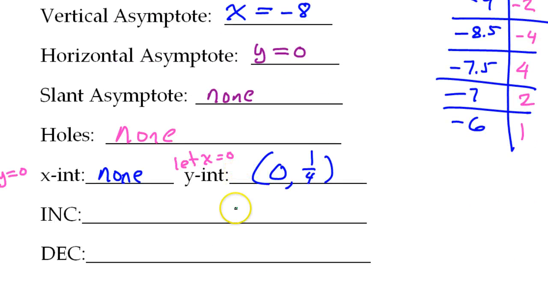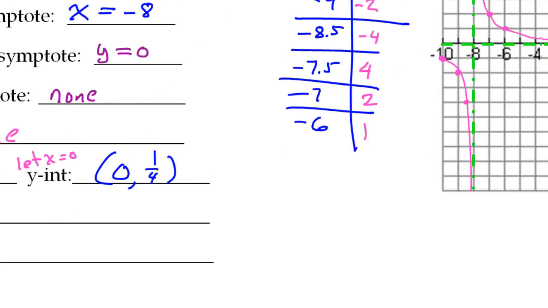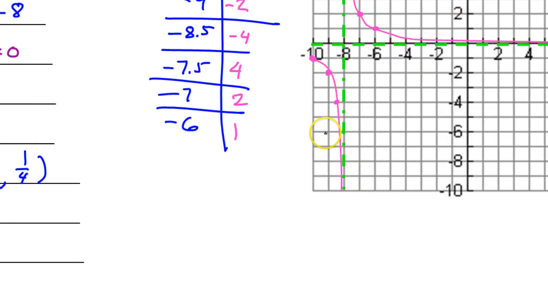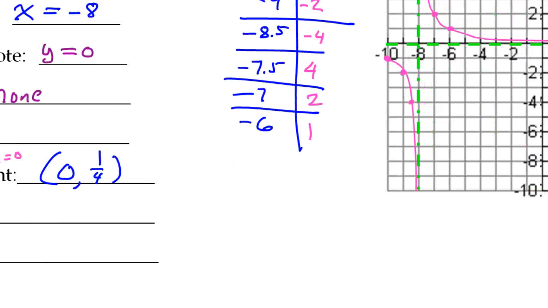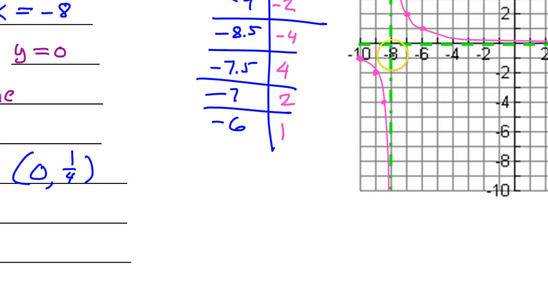Oh, now increasing and decreasing intervals. Now we can go ahead and do this. So this branch over here, from left to right, it's decreasing the whole time. So from negative infinity all the way up to negative 8. We're talking only x values. So negative infinity to negative 8, that thing was decreasing. I'm keeping it round because it doesn't reach negative 8.